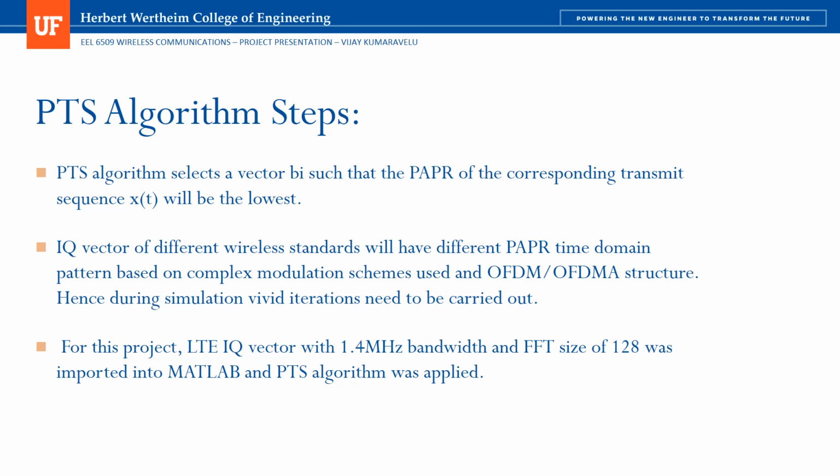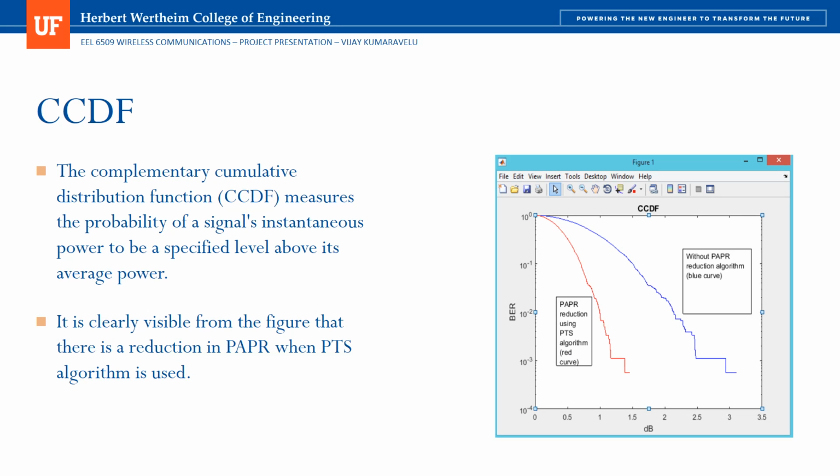The IQ vector of different wireless standards will have different PAPR time domain patterns based on the OFDM structure. Hence, different iterations need to be carried out. For this project, I have used the LTE IQ vector with 1.4 MHz bandwidth and FFT size of 128 in order to apply the PTS algorithm. So these are the results that I observed once I ran the PTS algorithm.